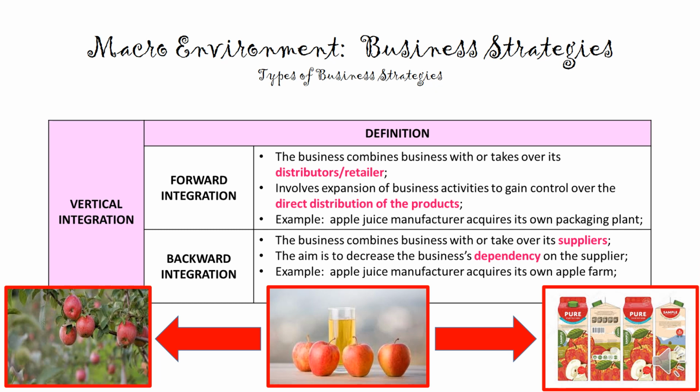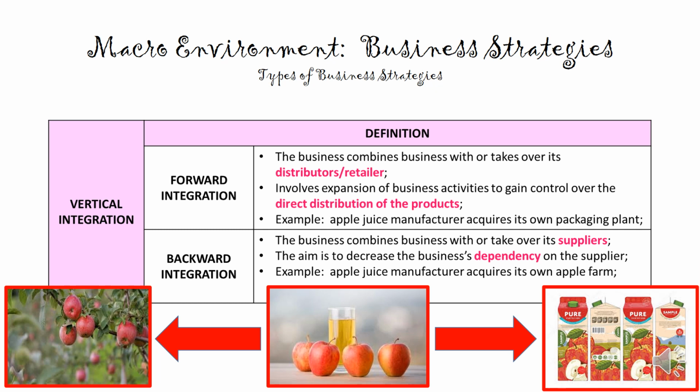All right, the example there, if we manufacture apple juice, if we are the apple juice manufacturer, if we also take over a packaging plant, so we're now not only making the juice, we are making the juice and we are packaging it so that it's ready for sale. We don't buy the containers from somebody else, we take over the producer that is normally packaging our product, and now we do it ourselves.